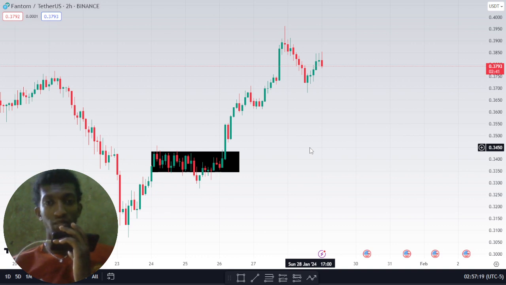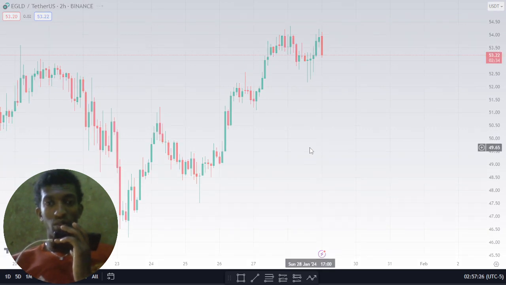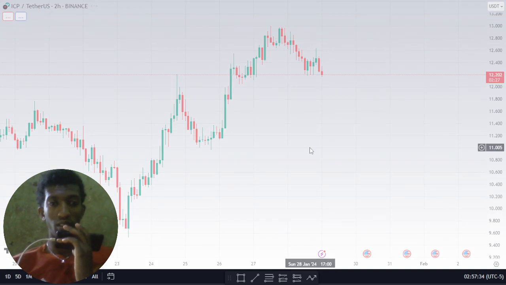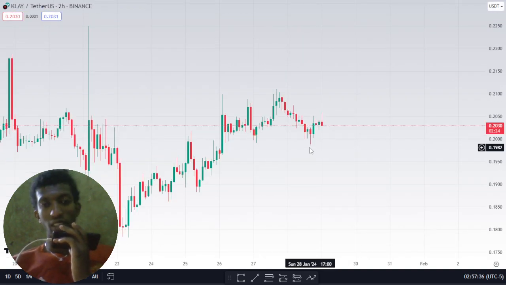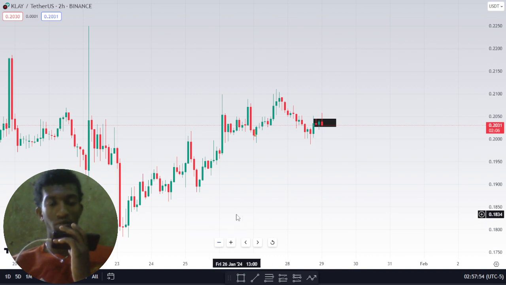On Phantom there is no trade, it is still trending. On Eagle, no trade at all. ICP has broken the low earlier. On Clay got no trade as you can see. So still nothing. Maybe you might want to connect the tops and the bottoms, and wait for the break to the downside or the upside.